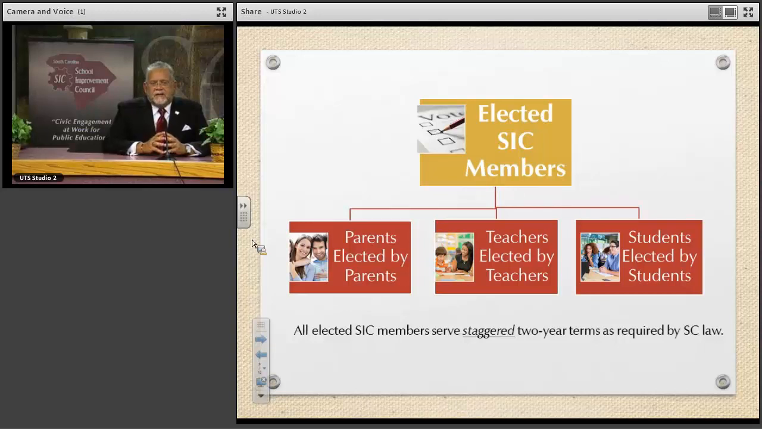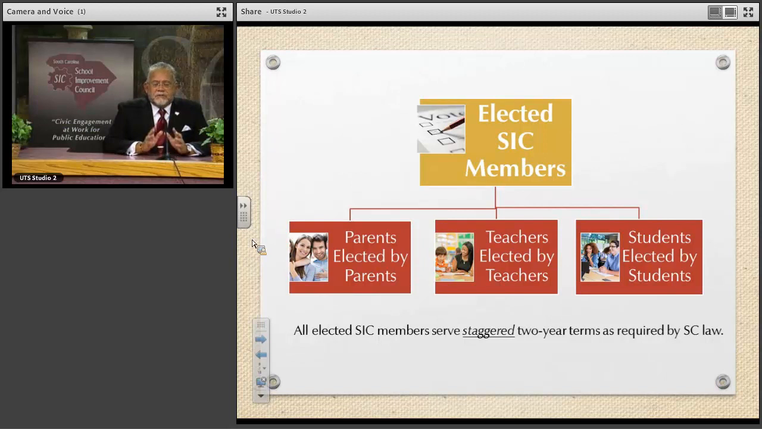Now that we've identified the different types of stakeholders that must be included on an SIC, let's take a look at how they're selected. There are 3 types of SIC members: elected, appointed, and ex officio. Let's take elected representatives first. Parent, teacher, and student representatives are all elected members of the School Improvement Council. Parents are elected by parents, teachers by teachers, and students by other students.